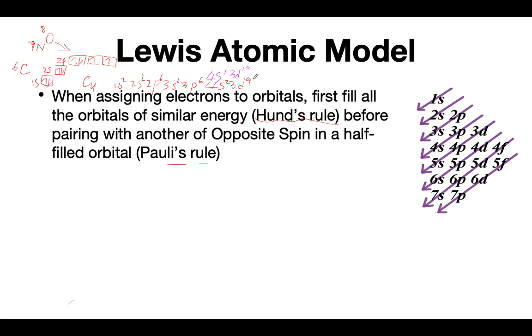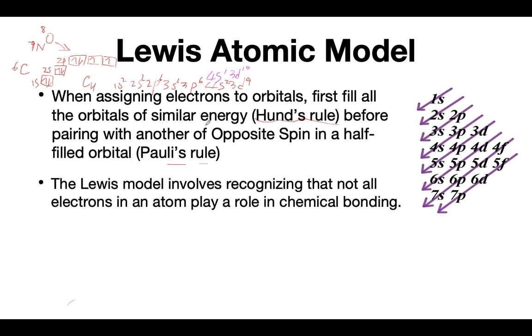Other elements will follow this pattern. So if you look at the periodic table, in the same group, copper and silver will follow a trend like this. Okay, let's look at the Lewis atomic models.